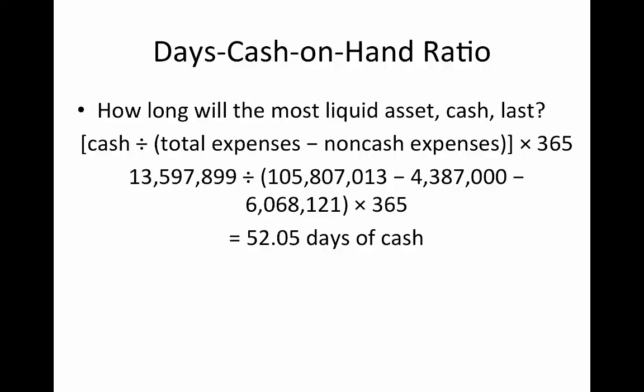And the result, if you multiply it by 365, is 52. So you've got a little less than 2 months worth of cash on hand to operate the government with.